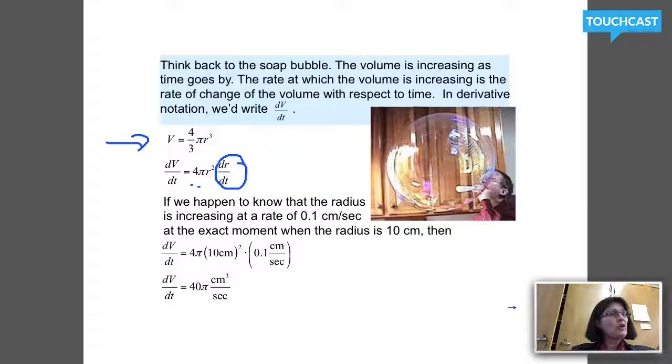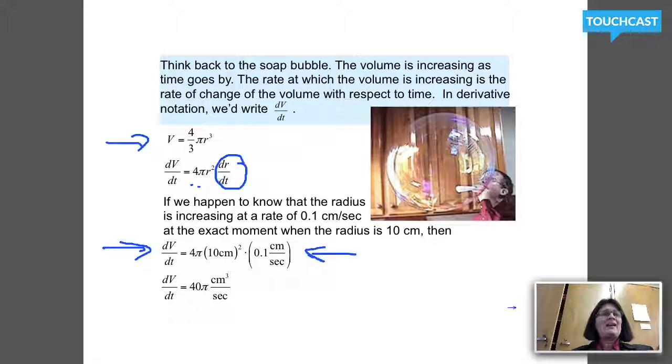How fast is the sphere, the bubble, getting bigger at the exact moment when the radius is 10 centimeters? So I have this formula. I'm going to do some replacing. I know dV/dt, the rate of change of the volume with respect to time, is 4 pi times r squared times dr/dt. So you can see I've rewritten that same expression.